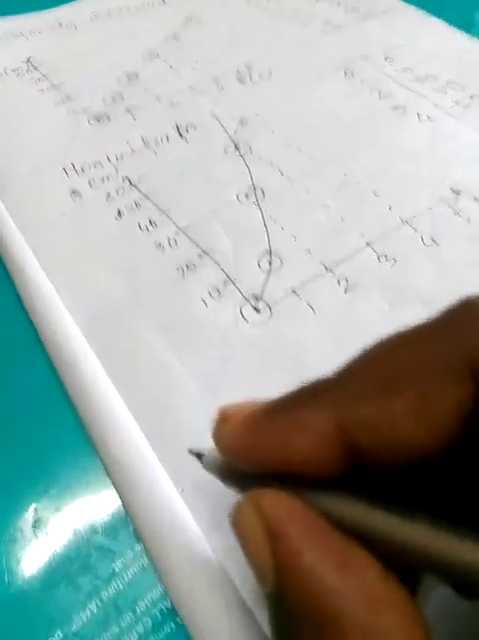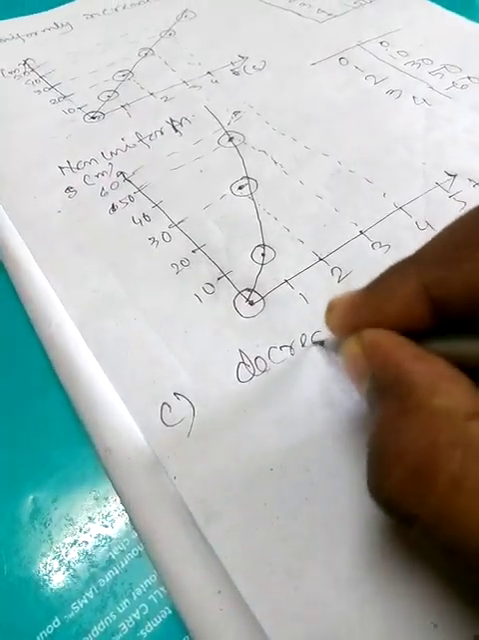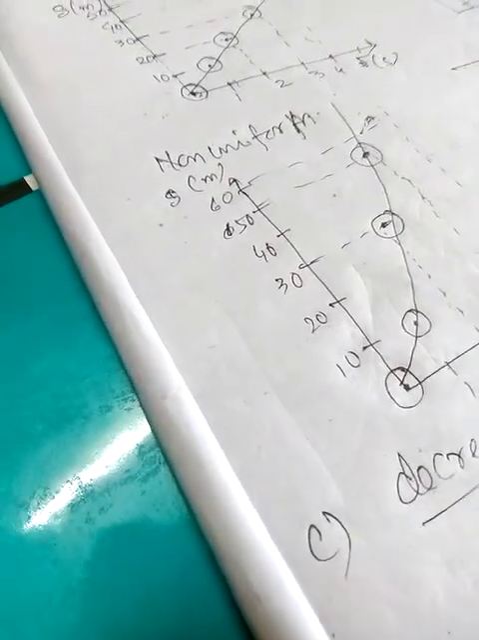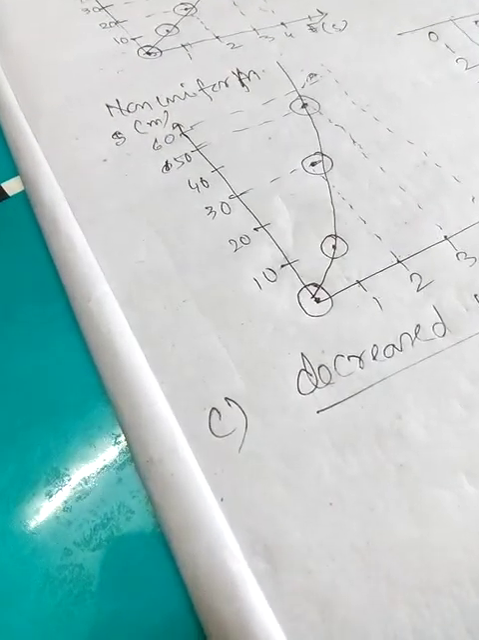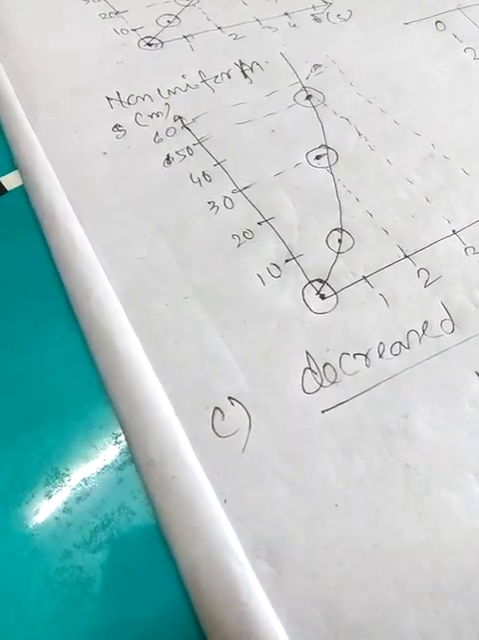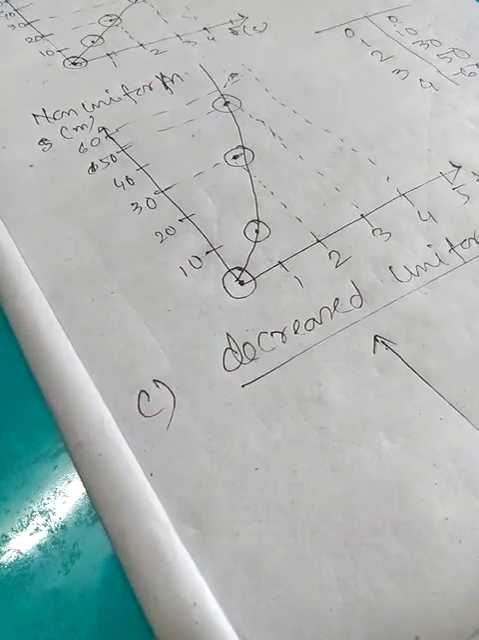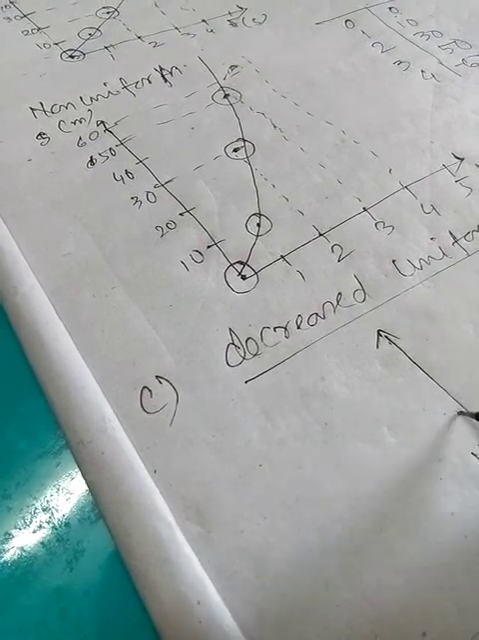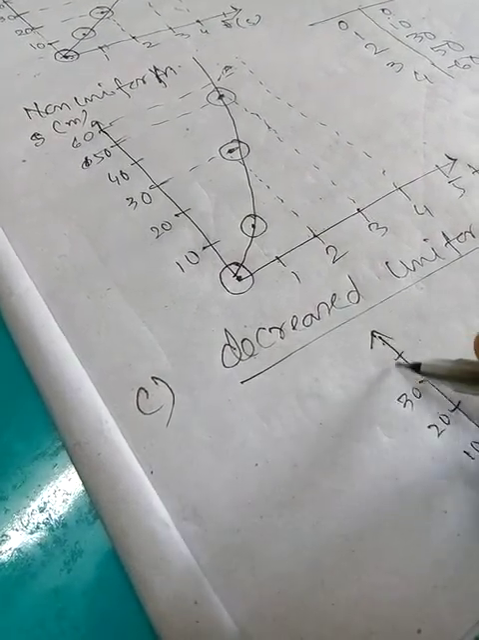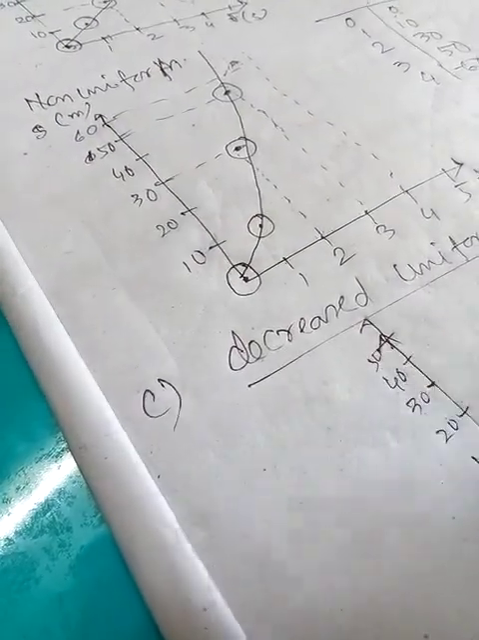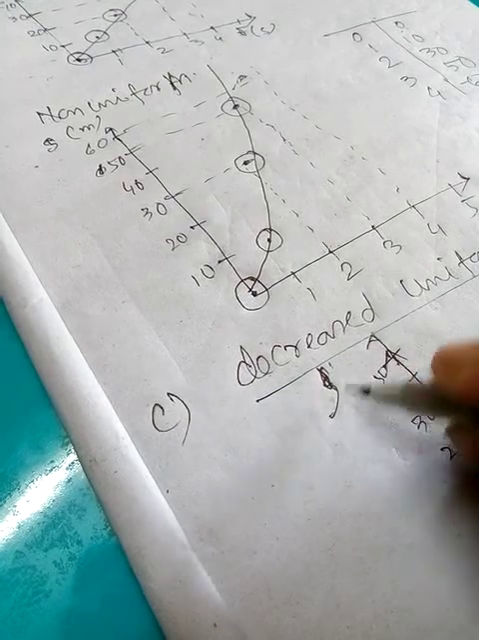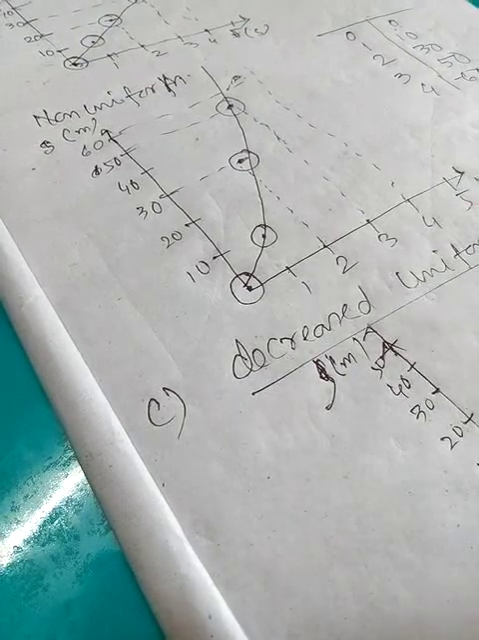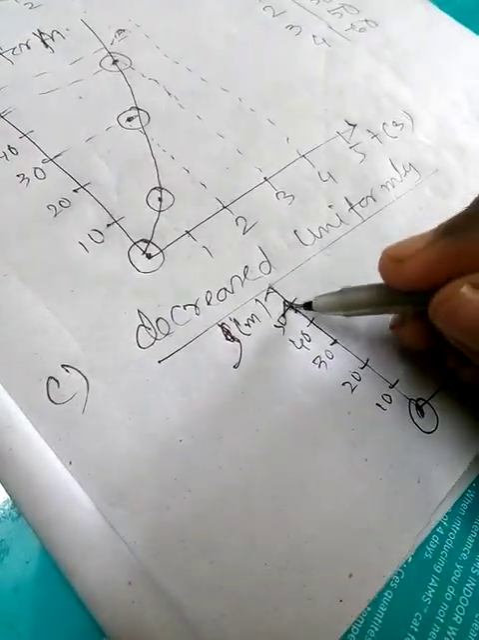Next, if it is decreased uniformly, then what will be the graph? So assume data is taken here, 1, 2, 3, 4, 5 on the time axis, and 10, 20, 30, 40, 50 on the displacement axis. Okay, I think you can understand this clearly. So here it is displacement s in meter, and time in second. Initially assume the displacement is 50.